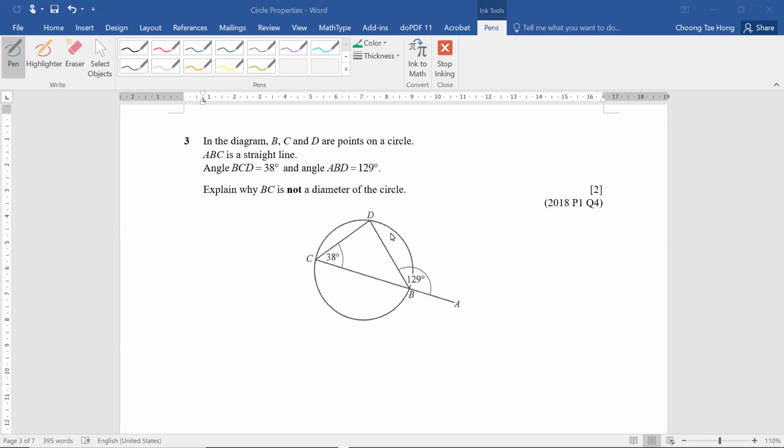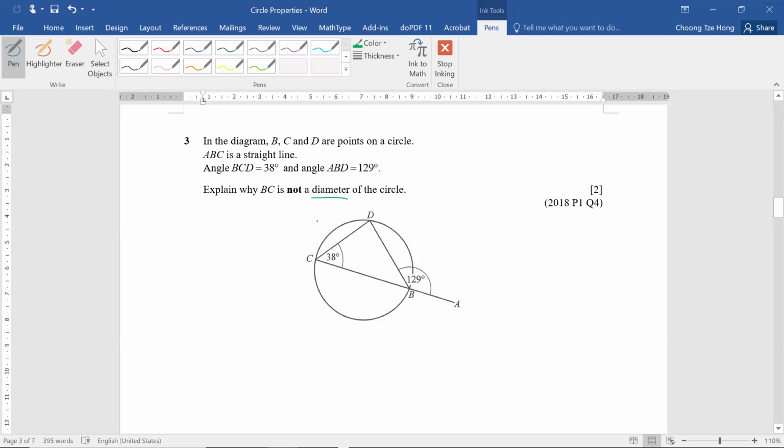Okay, so for this kind of explanation question, you need to ask yourself what concept they are testing you on. Over here you have a circle, and they mention the diameter of the circle, right? So you need to start thinking about what the properties of a circle that involve the diameter are. The most obvious one that will come to mind would be a right angle in a semicircle.